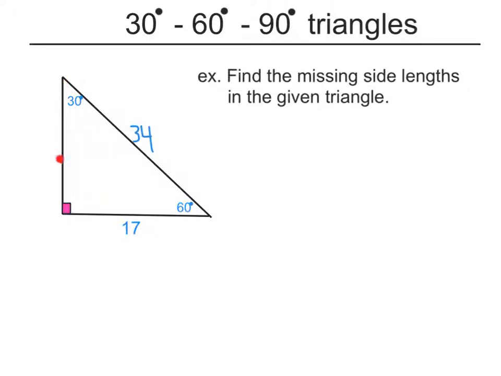Okay, so how do I find this side? Well, remember, across from the 60, this side is root 3 times bigger than 17. So that makes this side 17 root 3, and I'm done.